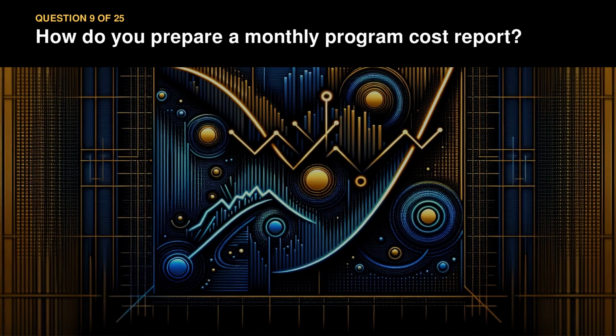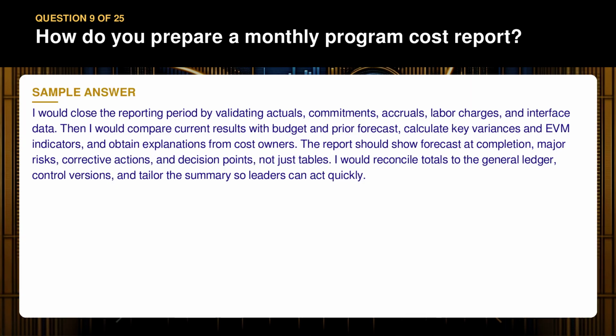Question 9. How do you prepare a monthly program cost report? I would close the reporting period by validating actuals, commitments, accruals, labor charges, and interface data. Then I would compare current results with budget and prior forecast, calculate key variances and EVM indicators, and obtain explanations from cost owners. The report should show forecast at completion, major risks, corrective actions, and decision points, not just tables.